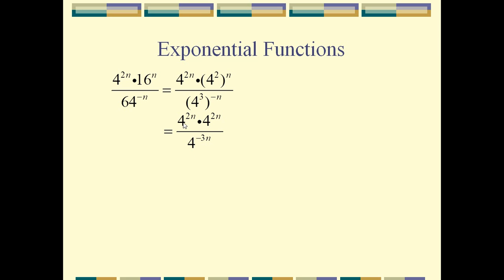Now the 4s are all the same base, so that means the power can be combined. If it is a multiplication, you will add them together. But if it is a division, you will subtract. So we have 4 to the power 2n plus 2n, and then minus negative 3n, and you will get the answer 4 to the power 7n. Here you see it can be the answer, but sometimes the question may ask you to make it as simple as you can. So 4 can also be written as 2 to the power 2. And then by the properties of the index, it is 2 to the power 14n.